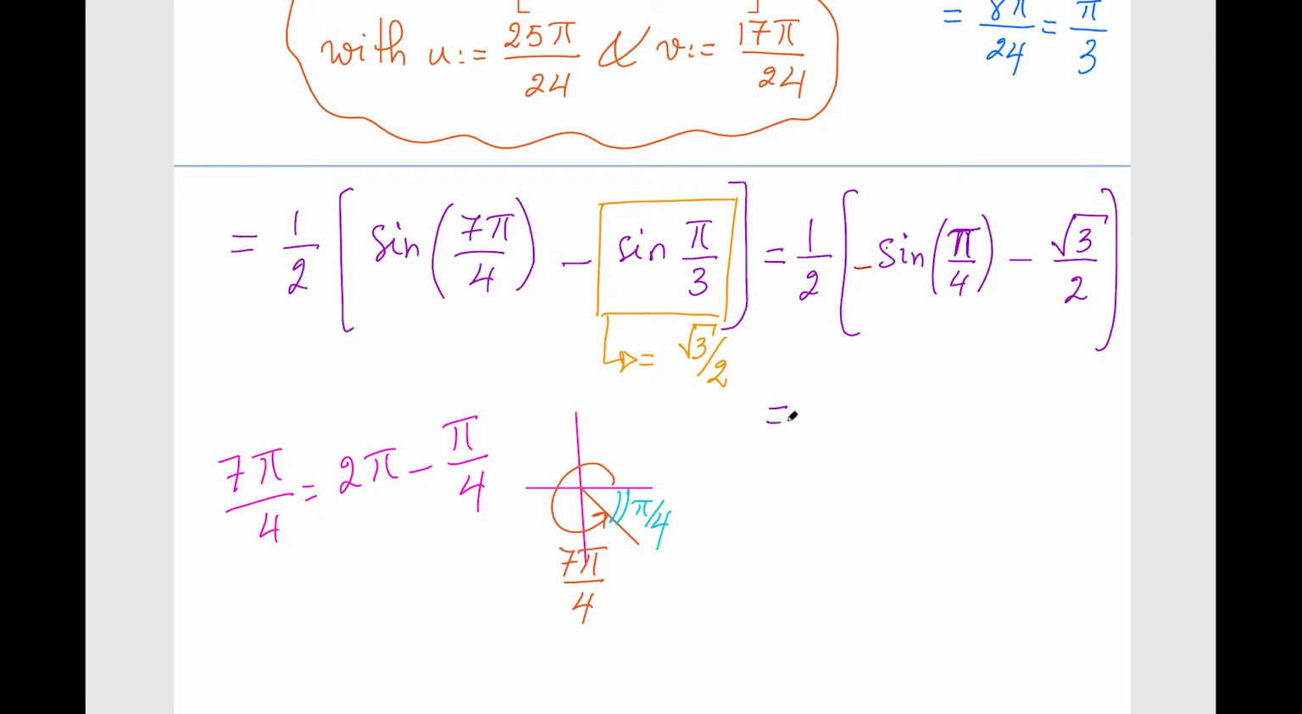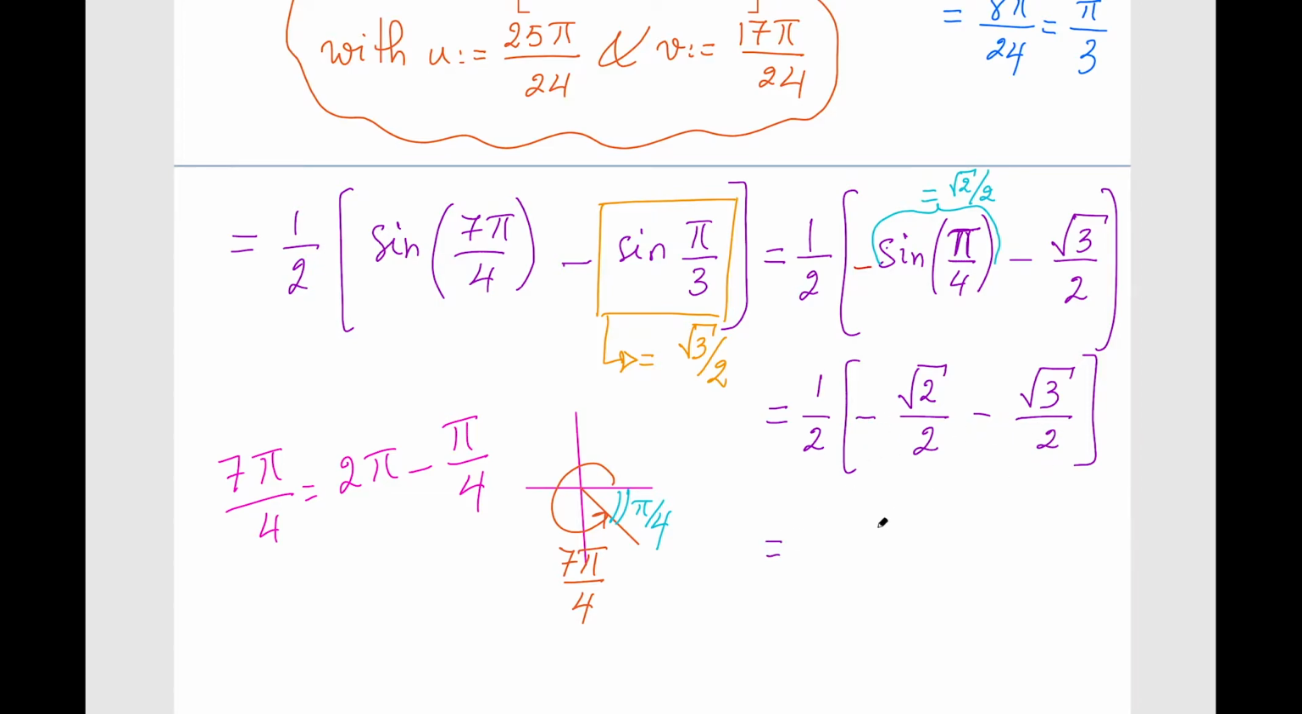All right, and this is now a reference. Obviously this angle, the reference angle, is remarkable, so I know what this guy is. Actually, let me write it here. What's this piece? That's square root of 2 over 2. So this becomes then equals half times minus the square root of 2 over 2 minus the square root of 3 over 2. Yes?